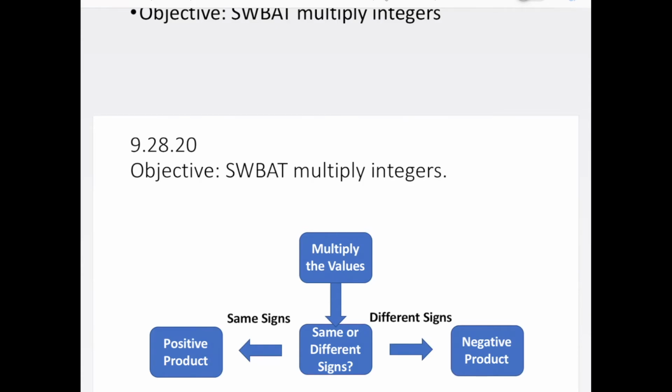All right, so our objective is to be able to multiply integers. That's all we're doing today. And so here is our flow chart for multiplying integers.